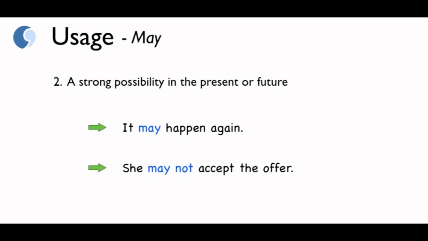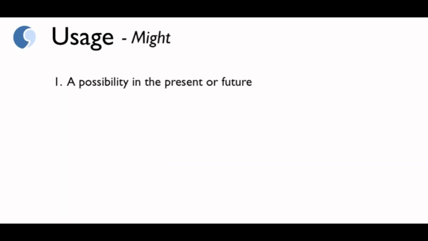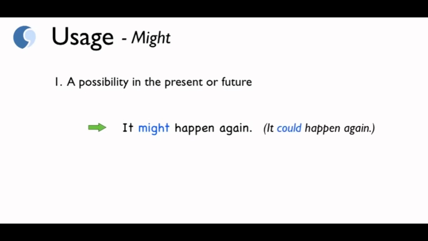And now finally, let's look at might. Might is also used for a possibility in the present or future. But you need to remember that it is slightly weaker than may. So we can also say it might happen again, or we could also use the word could. But might and may are more common for possibility. So do you understand? You could use may and might for telling the possibility.